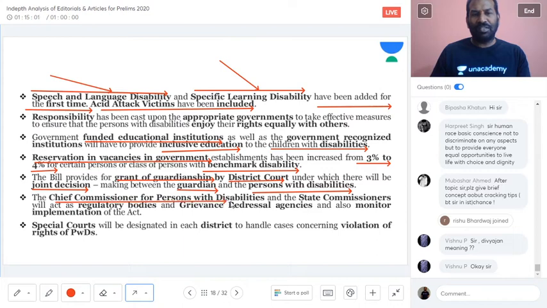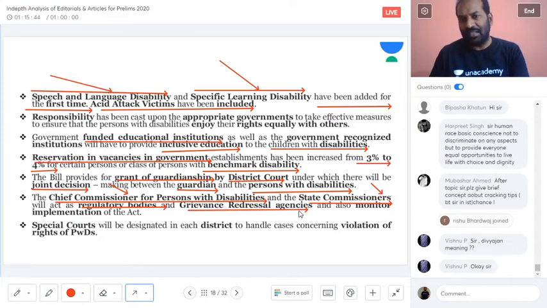And the Chief Commissioner of Persons with Disabilities and the State Commissioners are acting as regulatory bodies. This is very important. Who among the following are the regulatory bodies as per the Rights of Persons with Disability Act 2017? It is the Chief Commissioner for Persons with Disability, and you also have the State Commissioners for the Persons with Disabilities, and they both are the regulatory bodies. And you also have the Grievance Redressal Agency. That means any problems faced by the persons with disabilities can come up to this agency, that is the grievance redressal agency, and then they can put forward their problems.